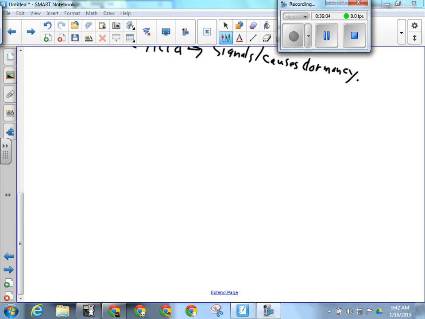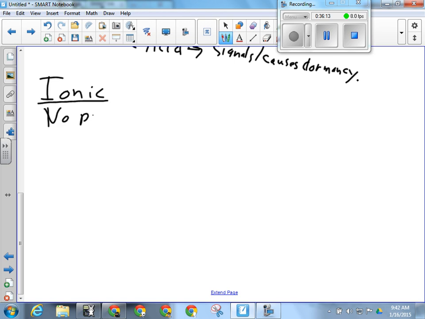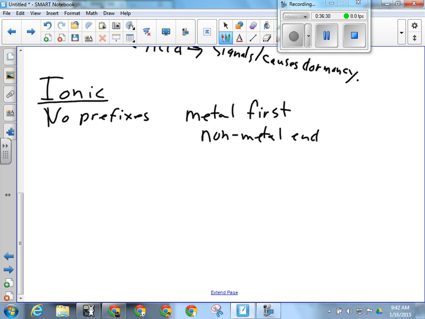All right, so chemical naming here, guys. Couple of things to remember about chemical naming. First off, ionic and molecular have different rules. For ionic compounds, there are no prefixes. The metal goes first. The non-metal ends in ide. Those are the general rules.